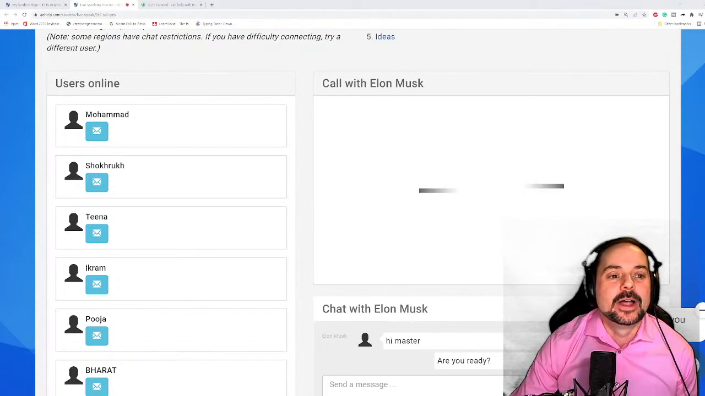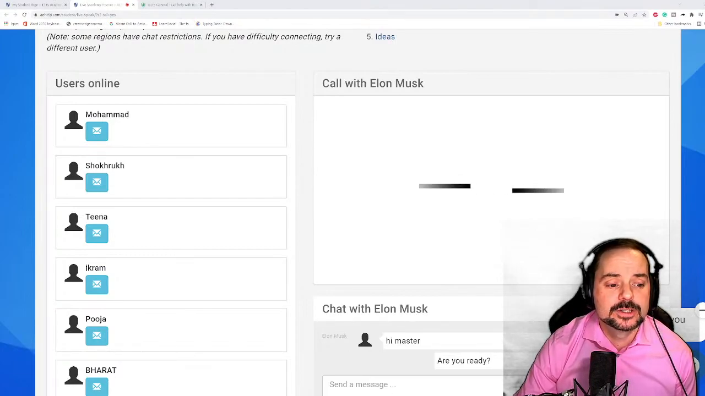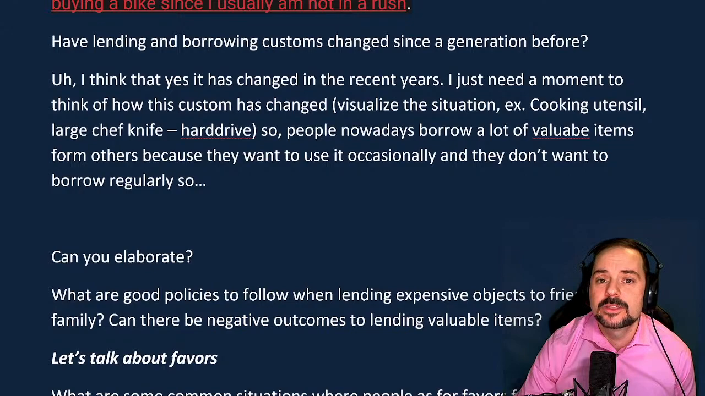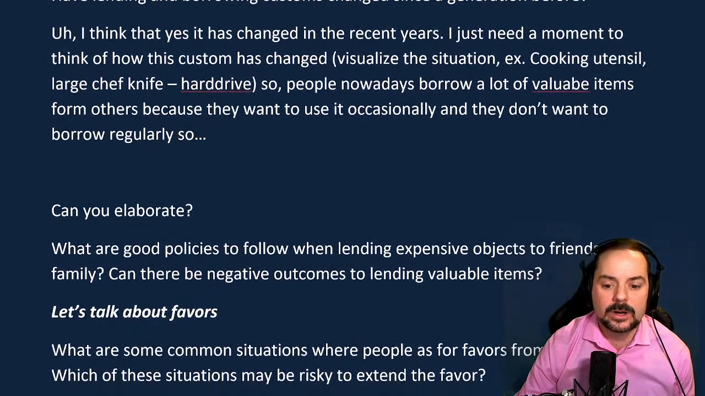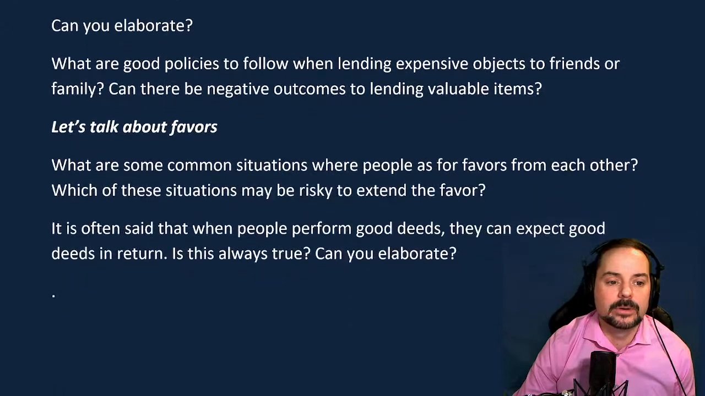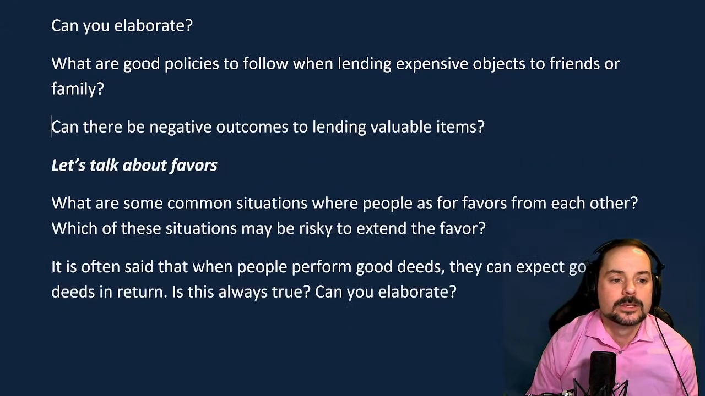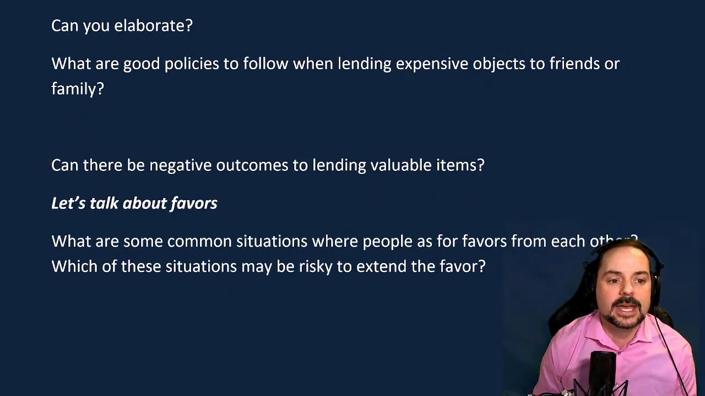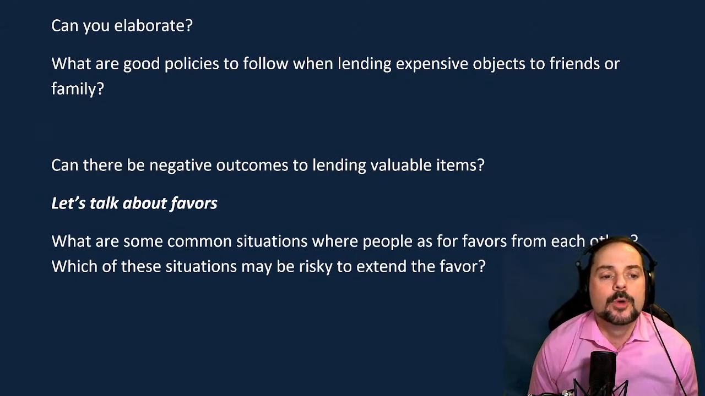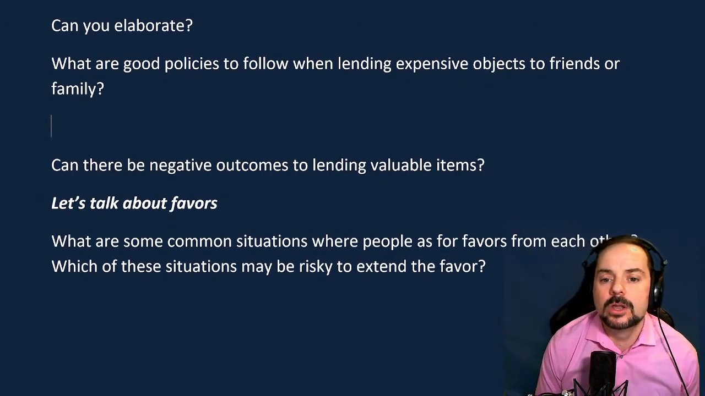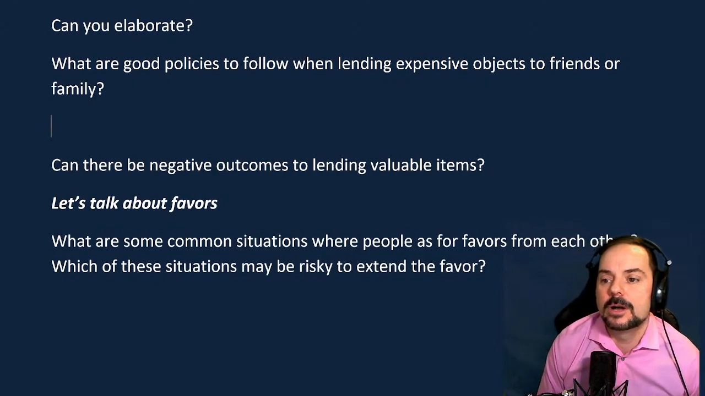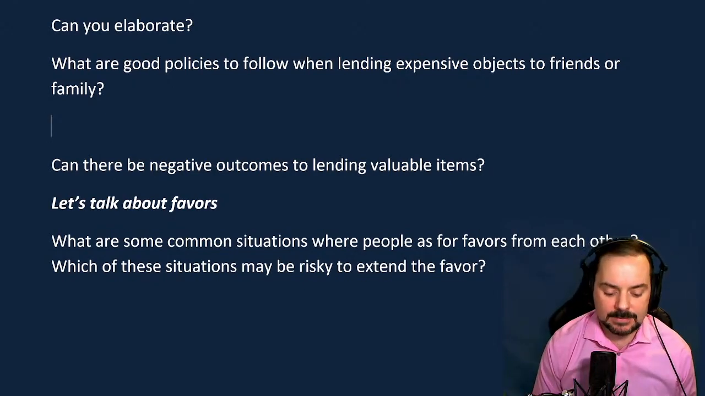All right, Elon. Well, let's practice a speaking part three question together. So just like with Siddharth, I'm going to ask you a question and then I will give you some feedback after. Sounds good? Okay. All right. Here we go. So we're still talking about borrowing and lending. What are good policies to follow when lending expensive objects to friends or family?